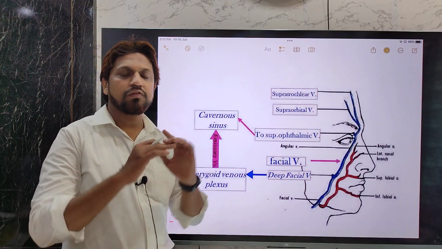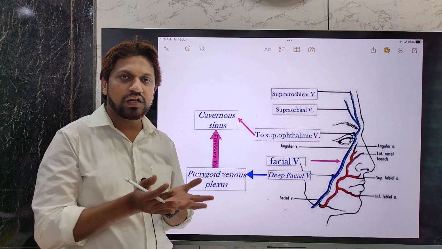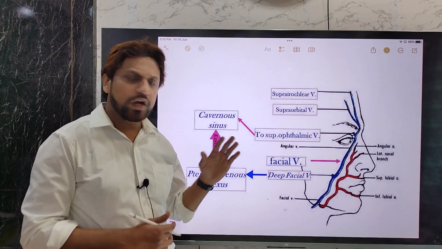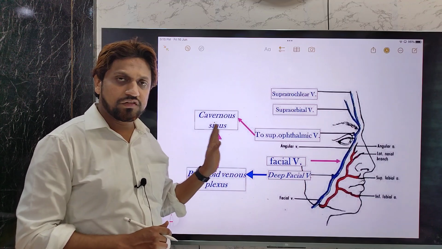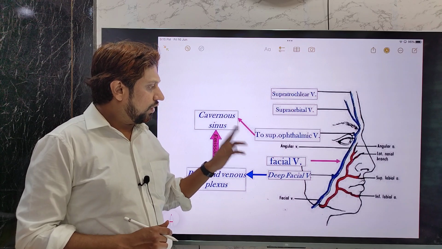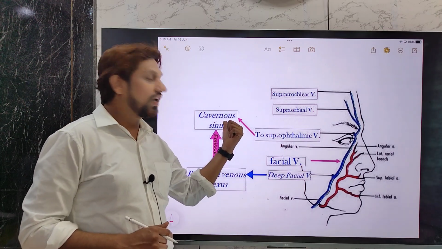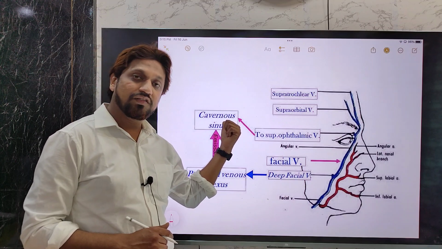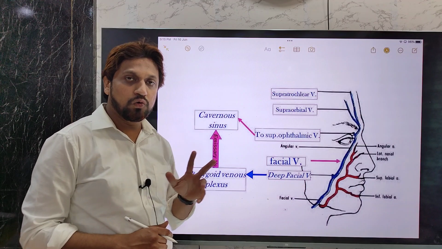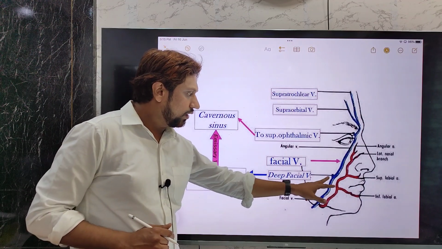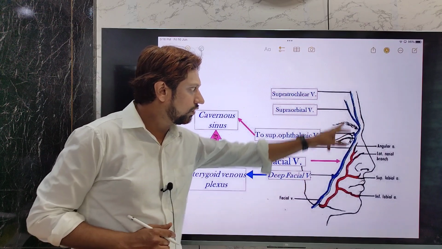Okay, so the cavernous sinus is present in the cranial cavity. Within the intracranial cavity, this cavernous sinus is present. We will not go into detail about what the cavernous sinus is. It is a part of the venous system. So there is a communication between this extracranial vein, that is the facial vein, and this intracranial venous system, that is the cavernous sinus. This facial vein communicates with it by two routes. One route is by the deep facial vein. So this you should know first.